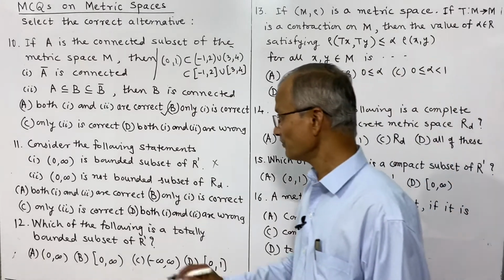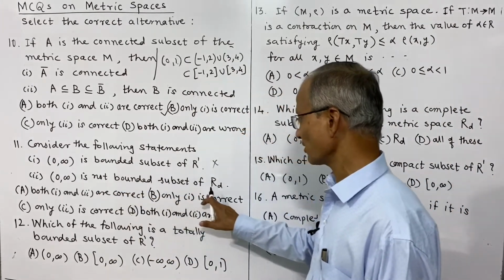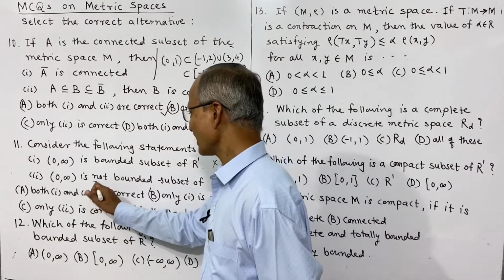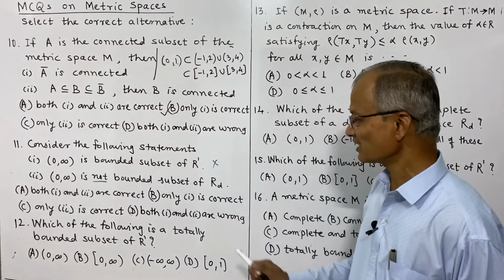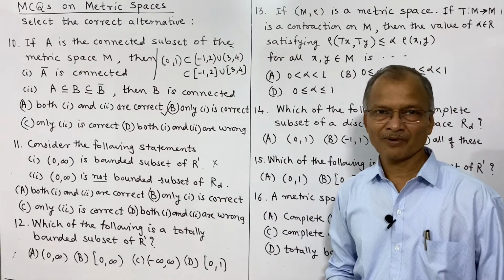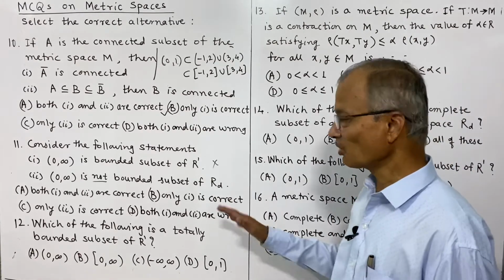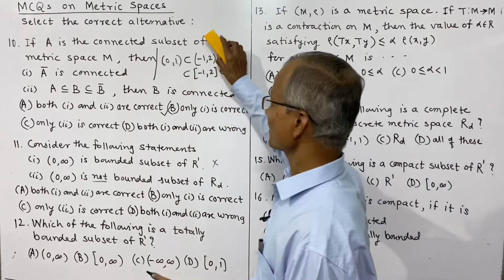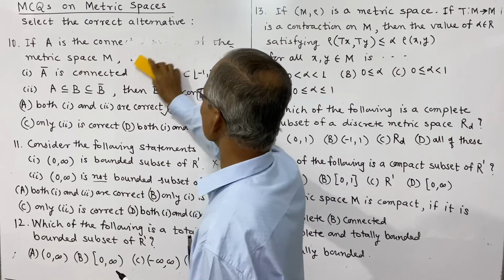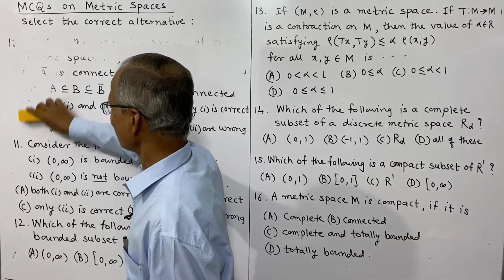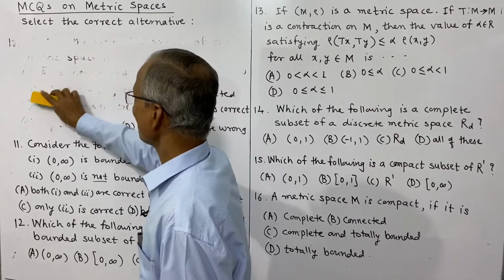[0, infinity) is not a bounded subset of RD. Not bounded. Now what is the distance between any two points in RD by the definition of the discrete metric space? We have d(x, y) is either 0 or 1. What about d(x, y)? d(x, y) is 0 if x is equal to y, and d(x, y) is 1 if x is not equal to y.